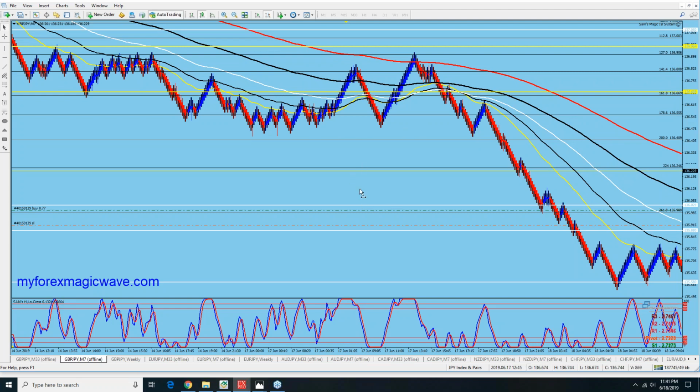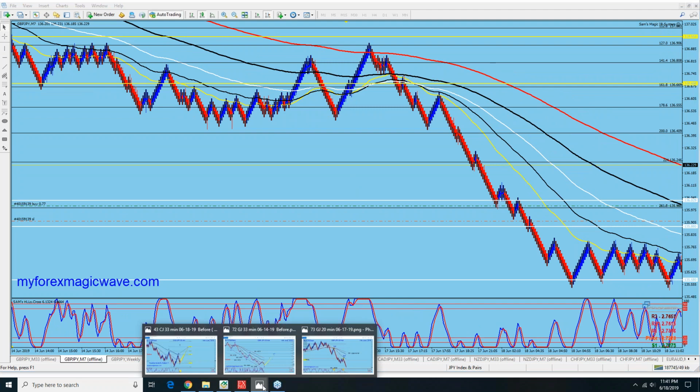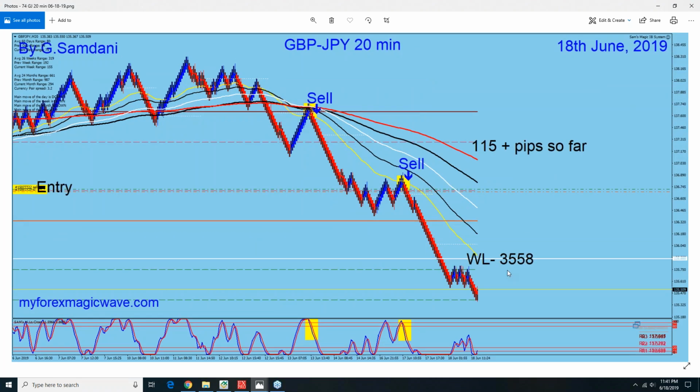And because of that, instead of going up, it was a perfect 20-minute short entry here on the 17th, which continued into today's date for 115 pips on the 18th, right?